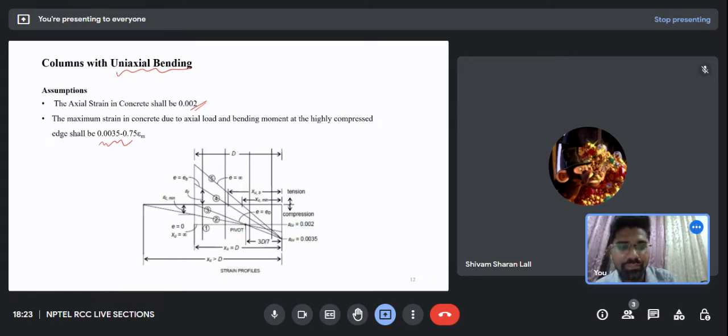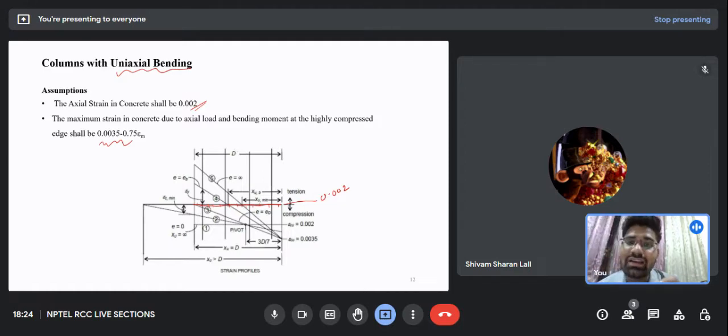So first of all, look at this. This line is the lateral dimension of my column. Since it is a column, upon this line I will be showing the compression strain. If my column is purely axially loaded, then each and every point on this line would have a strain of 0.002. This is my first assumption. So the axial strain in my column is 0.002.